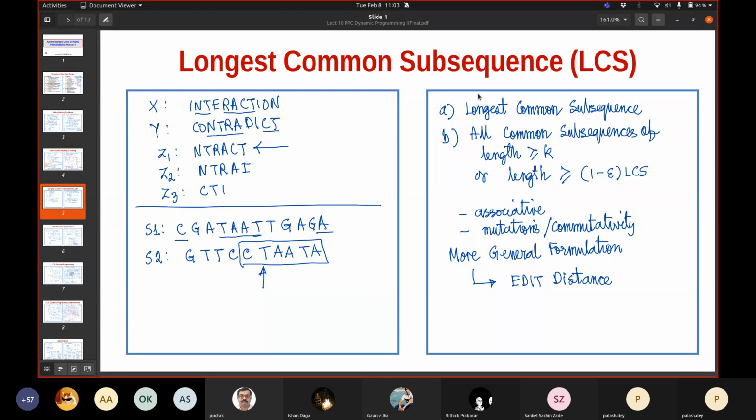So now my question is that given a string length, I want to find the longest common subsequence. So how do I find the longest common subsequence? All of you please write down and put the answer in the chat box.